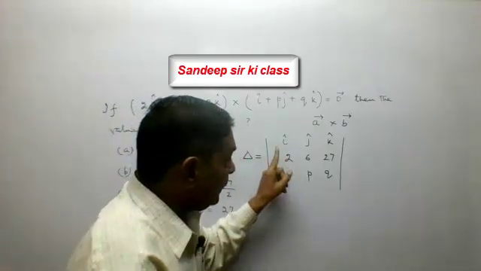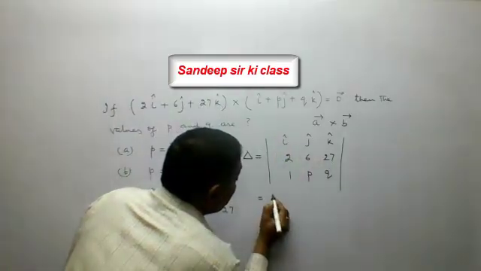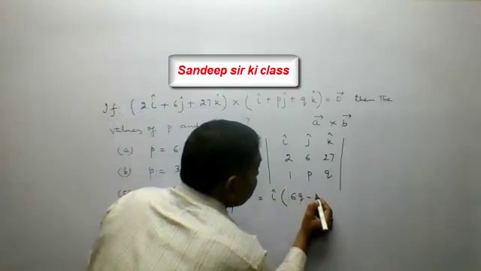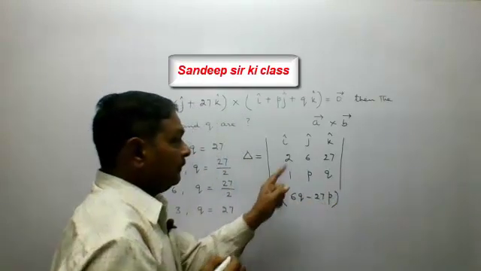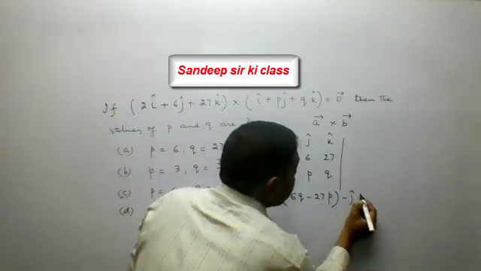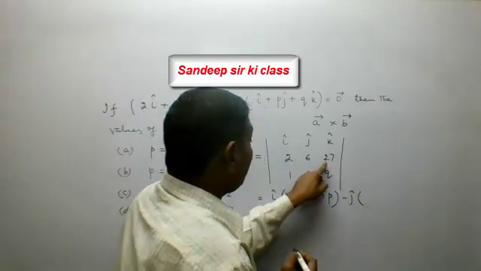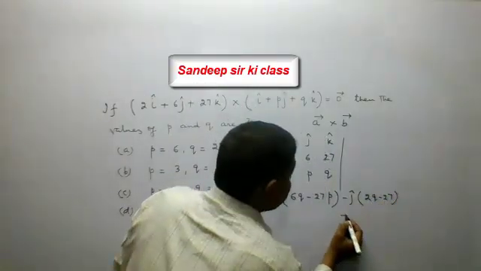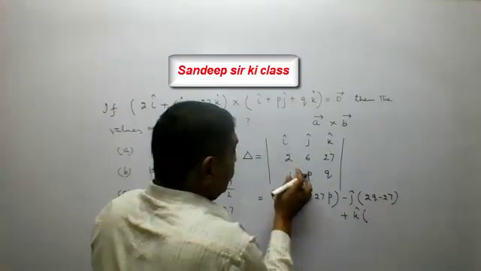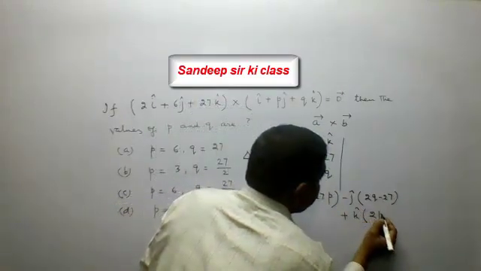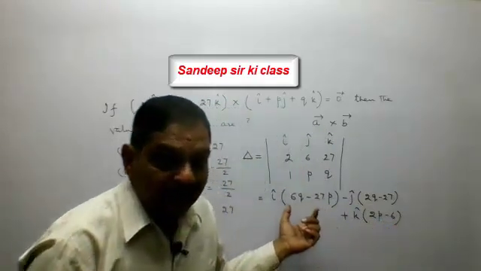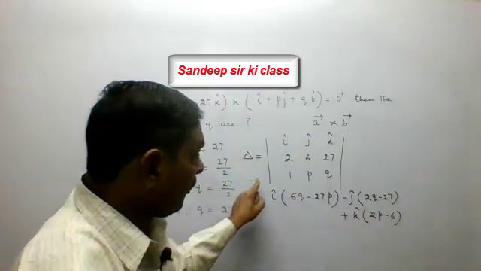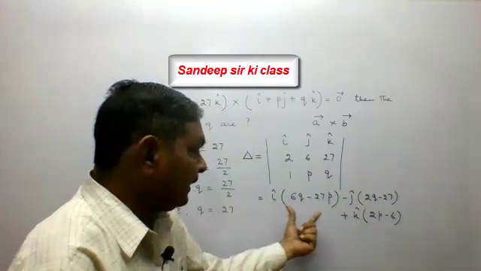Now evaluate this determinant. This will be equal to i cap (6q minus 27p) minus j (2q minus 27) plus k (2p minus 6). Like we expand any determinant, we have expanded this determinant. So we have obtained the value of the determinant like this.